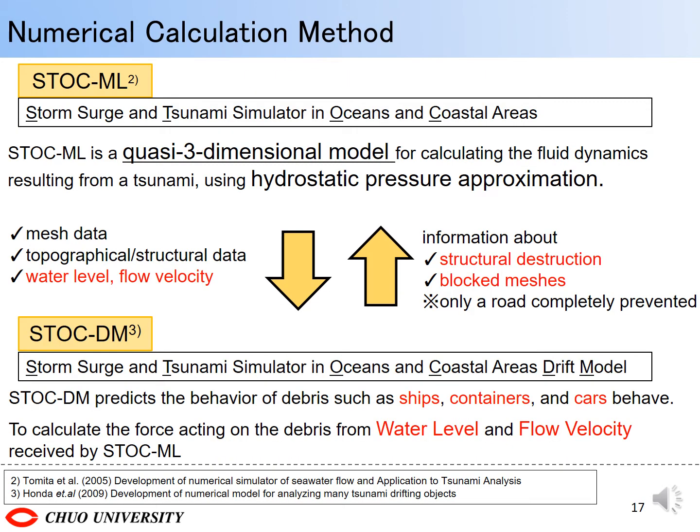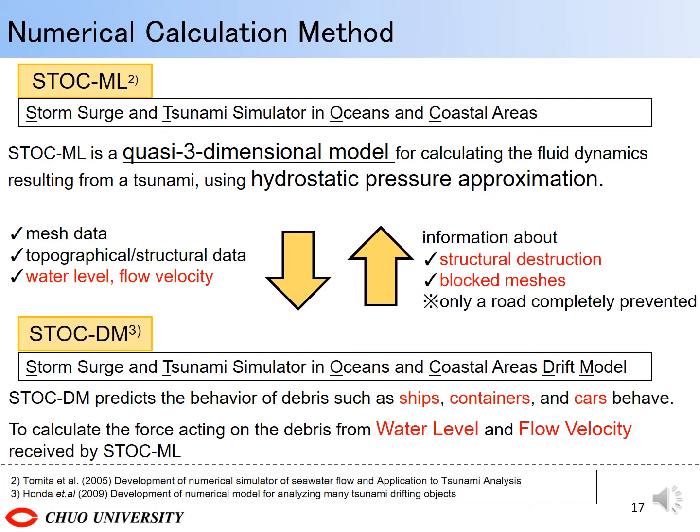Next, I will explain the numerical calculation method. StockML, which is software developed by Tomita, was used for the fluid calculation. The basic equations of this software are the continuity equation and the Navier-Stokes equation. Next, StockDM, which Honda developed, is the model to see tsunami debris drifting behavior. This model's analysis method calculates the force acting on the drift object from the drag and inertial forces. By connecting these, the force received from the fluid is calculated.